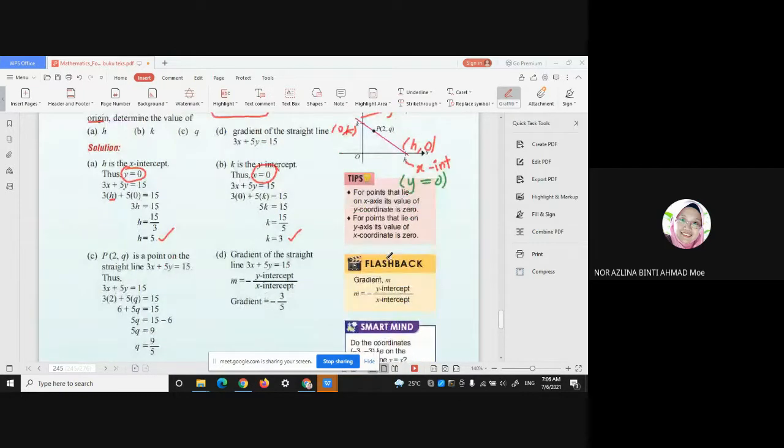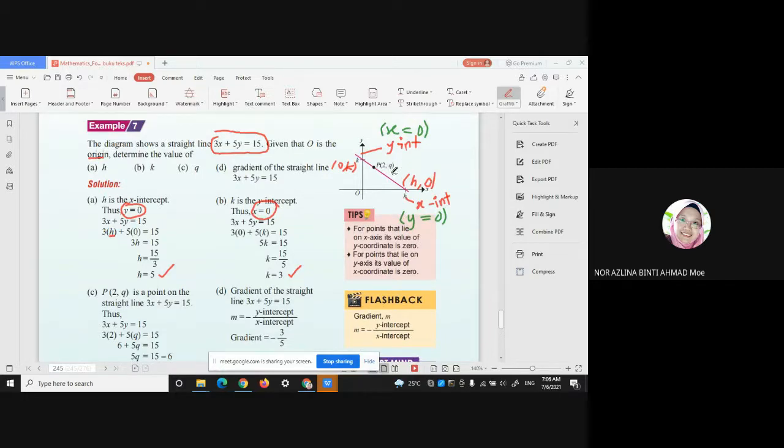Okay, next, to get q, we need to substitute this point into this equation, because point P lies on the straight line. So we substitute into that equation. x equal to 2, q equal to y. This is x and here is y. So substitute into this equation.